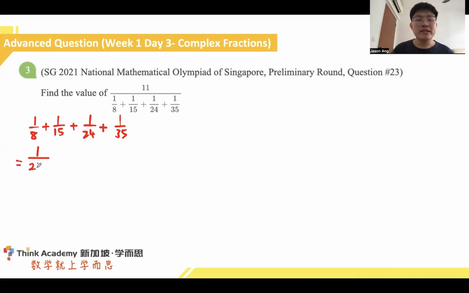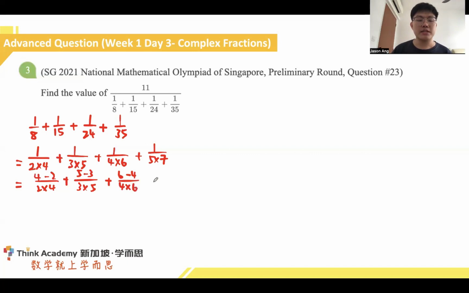1 over 2 times 4 plus 1 over 3 times 5 plus 1 over 4 times 6 plus 1 over 5 times 7. If you have not been able to identify this pattern, you should really try to practice a little bit more, have more hands-on practice for your telescoping series, and you will start to observe these patterns quite quickly in the future. This means that what we can do here is to, once again, make it 4 minus 2 over 2 times 4 plus 5 minus 3 over 3 times 5 plus 6 minus 4 over 4 times 6 plus 7 minus 5 over 5 times 7.